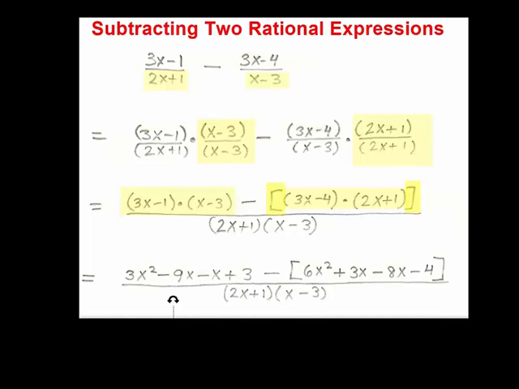Now we multiply out the products: (3x - 1)(x - 3) gives 3x squared minus 9x minus x plus 3. And then inside the square brackets we multiply out to get 6x squared plus 3x minus 8x minus 4. We keep these square brackets until we combine the like terms inside them. Then we can remove them. And our numerator simplifies to 3x squared minus 10x plus 3 minus the quantity 6x squared minus 5x minus 4.